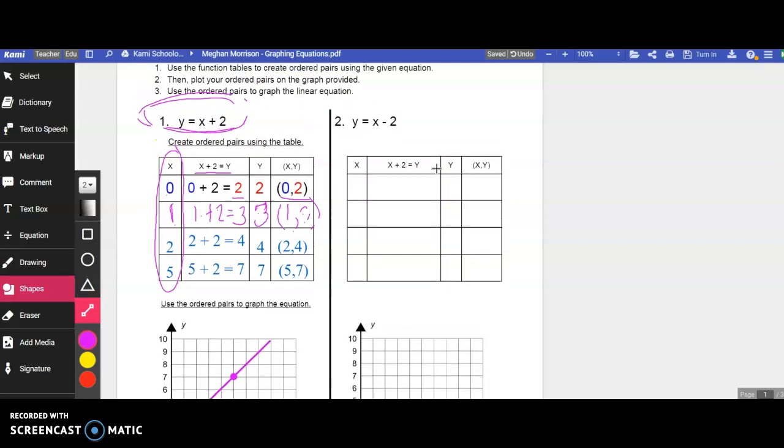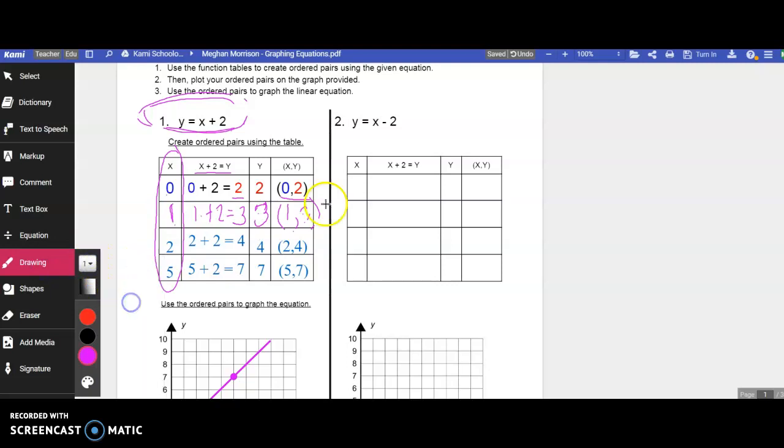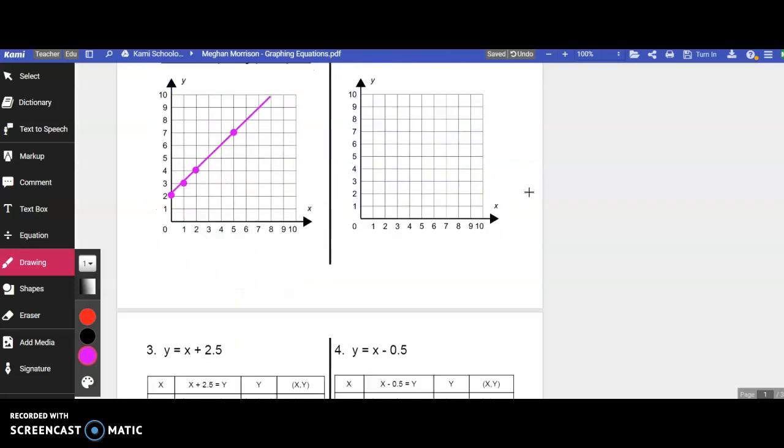Now this one is x minus 2, which is what it should say right here. It should say a minus right there instead of a plus. I'm not sure why it says a plus, but it should say a minus right here. So you're going to pick an x, you're going to subtract 2, and then you're going to find your y. I would start with 2 and not do anything less than 2, because otherwise you're going to go negative.